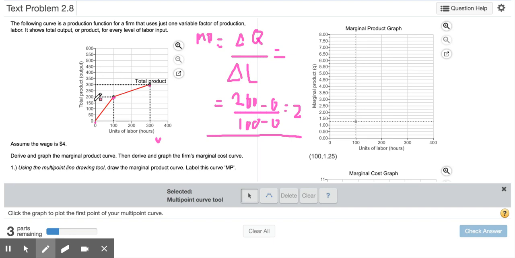So 300 minus 200, I will just write it down right away. The difference is 100, divided by 300 minus 100, which is 200. So we have 1/2, 0.5.